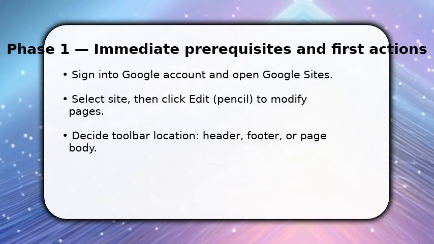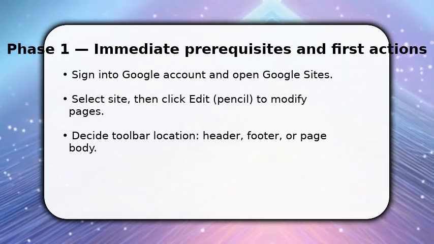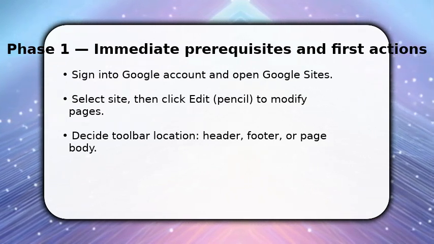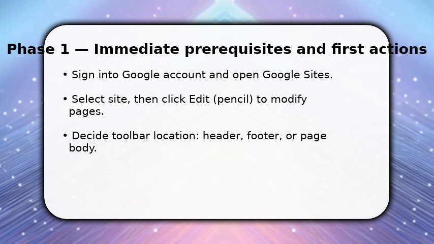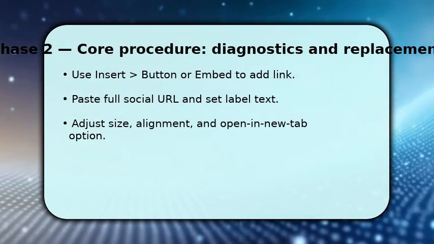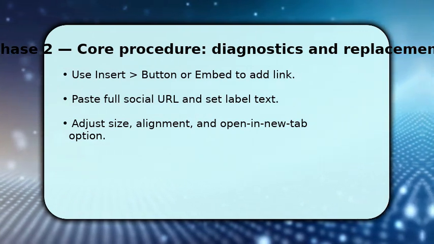Now locate the Insert panel so you're ready for the next, actionable additions. Now insert the actual link element. Choose Insert, then Button for a clear CTA, or Embed for an icon or custom markup. Paste the full social media URL and type a concise label such as follow on X or Instagram.